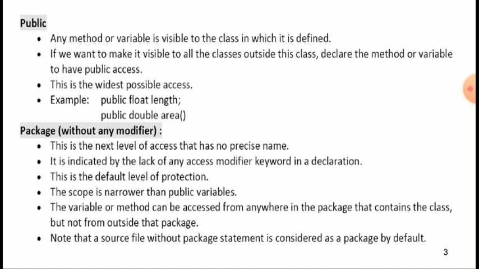Next is public. Any method or variable is visible to the class in which it is defined. If we want to make it visible to all the classes outside this class, declare the method or variable to have public access. This is the widest possible access. Example, public float length, public double area. So that is a public variable.